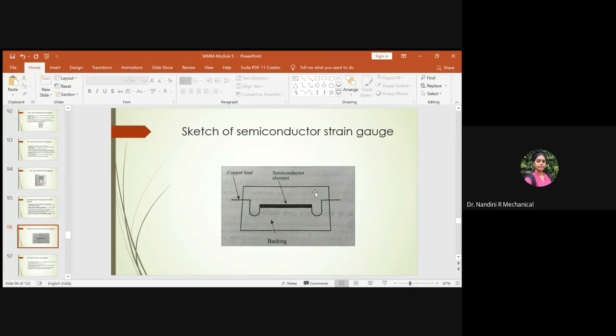Right, so this is a sketch of a semiconductor strain gauge. How does it look? You'll be having a housing or backing in which the semiconductor element will be embedded. At the end, you will be having a copper lead wire, because this gauge has to be connected to the circuitry bridge. For that, we always need the lead wire. Here the lead wire is made of copper.